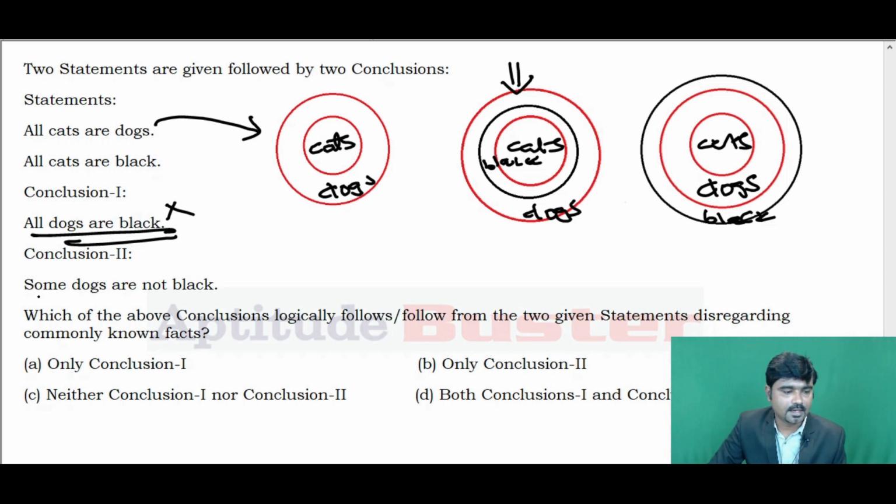Next, take this statement, some dogs are not black. Take this diagram. Can you say some dogs are not black? So the answer is neither conclusion 1 nor conclusion 2. Answer for this question is answer choice C.